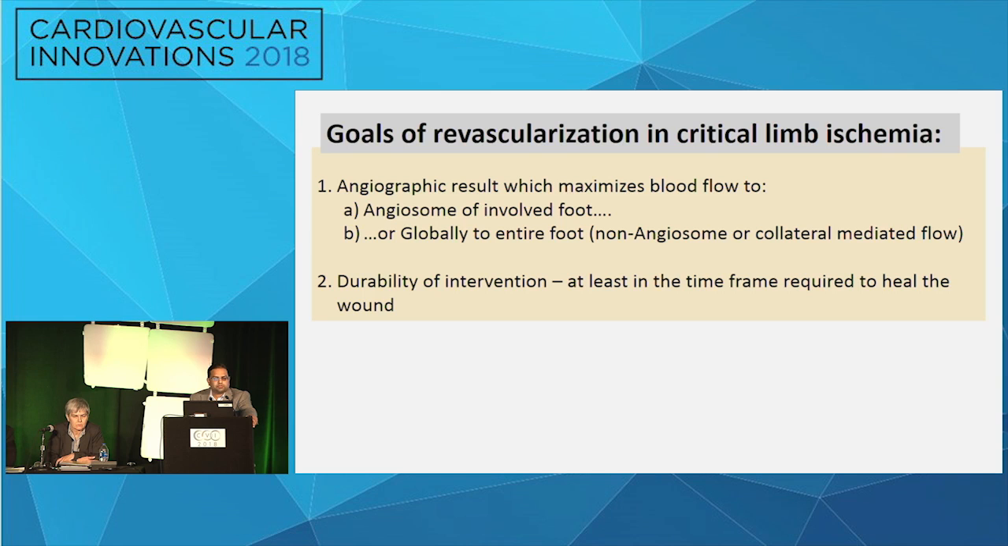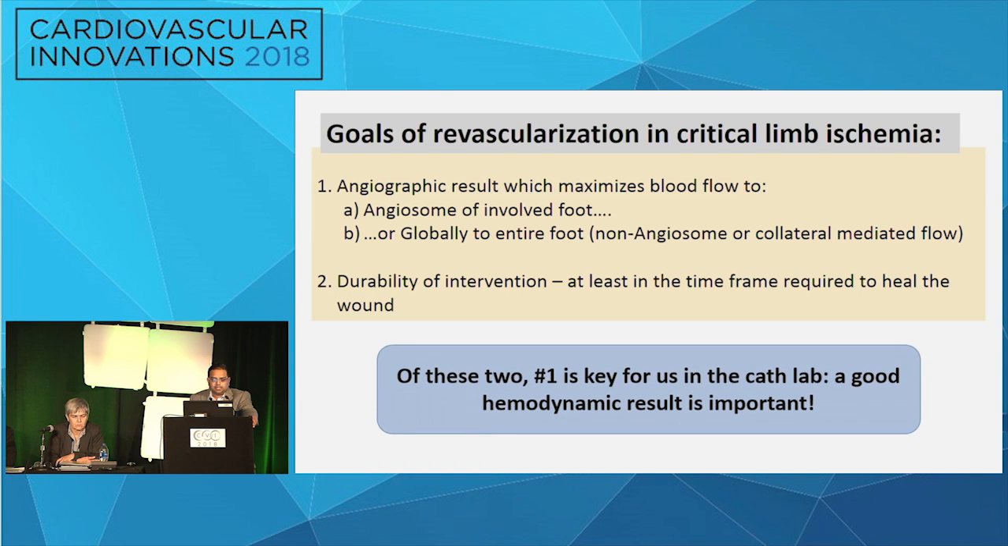So our goals in revascularization are really angiographic improvement in the lab, where we want to improve blood flow ideally to the angiosome in question, or if you can't, globally to the entire foot, and then have some degree of durability, at least long enough so that we can get proper wound care and have the ulcer heal. Of these, number one is really the key for endovascular operators, because we don't want them to leave the lab with a suboptimal hemodynamic result.